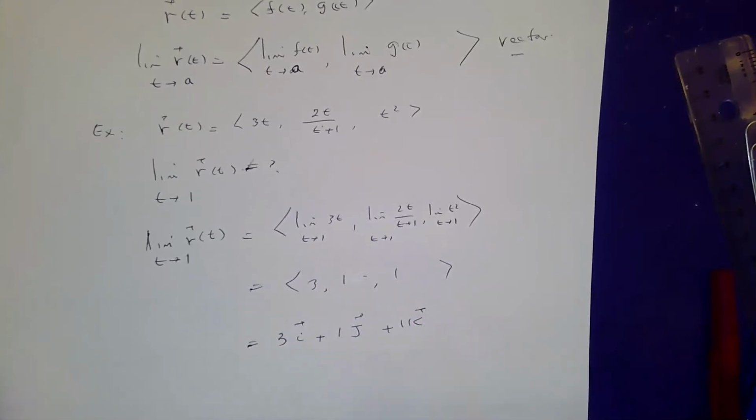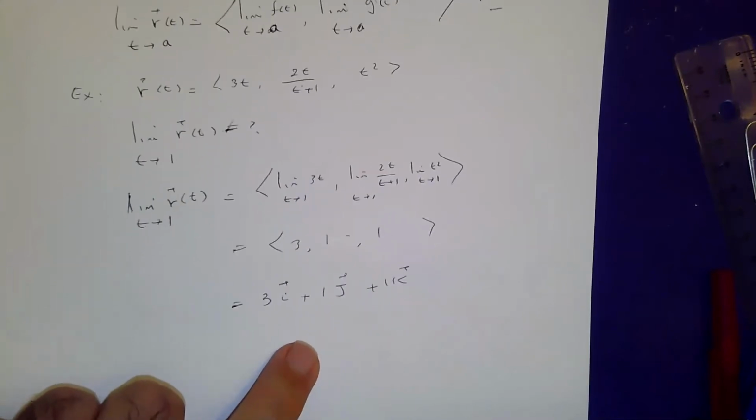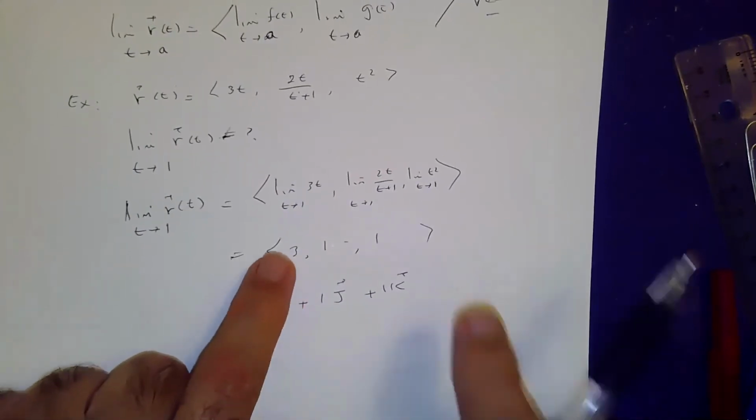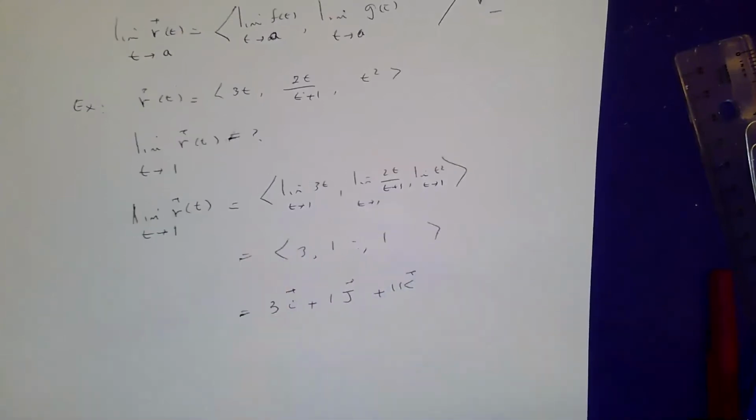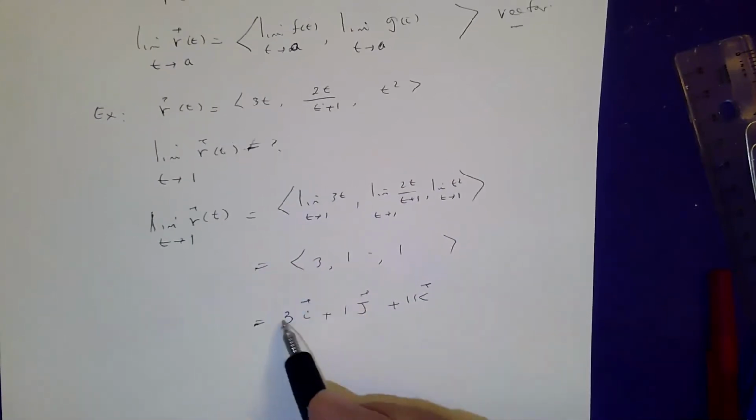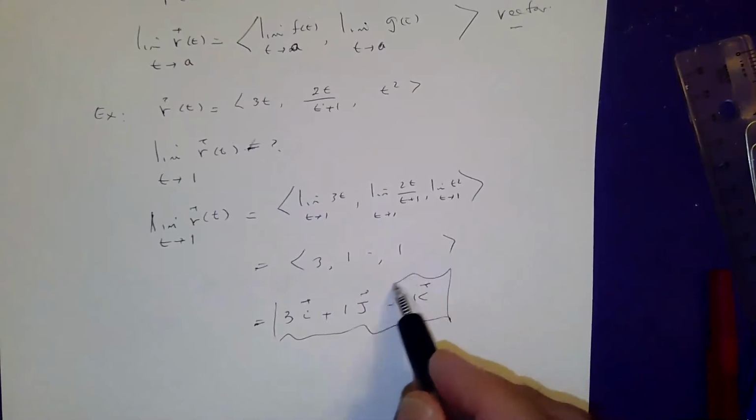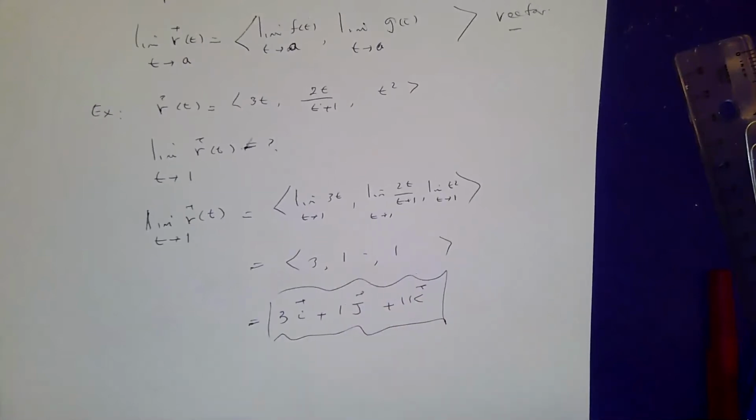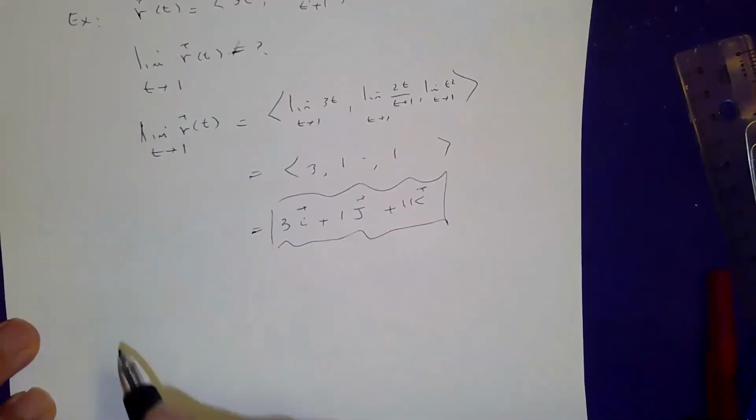So either you write it as a linear combination of i, j, k, which is how they write it in engineering classes, or you use this, which is called square brackets. But whatever it is, your answer is still what? Vector.